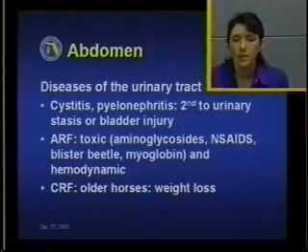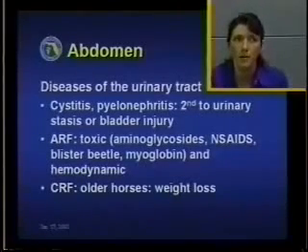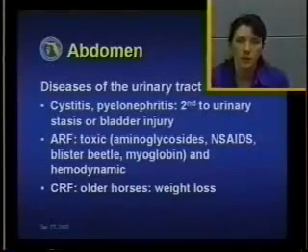Non-steroidal anti-inflammatory drugs can long-term cause pyelonephritis. Blister beetle, which is a beetle that secretes a toxin called cantharidin, which is found in alfalfa hay, causes acute renal toxicity. Myoglobin, which is released in large amounts in horses subject to myopathy. Other causes of acute renal failure will be hemodynamic, so horses that have profound cardiovascular shock will shut down their kidneys basically, and this can cause long-term disturbances.